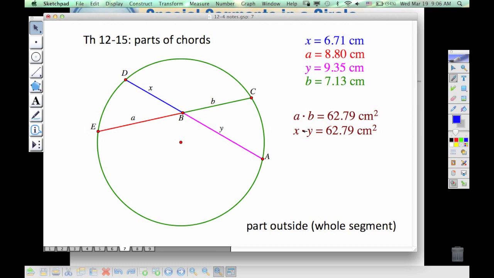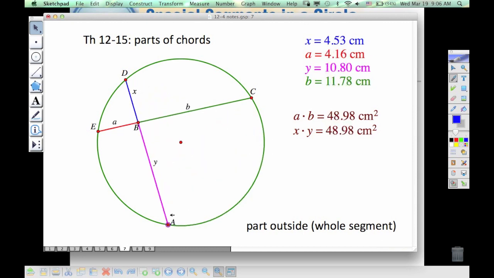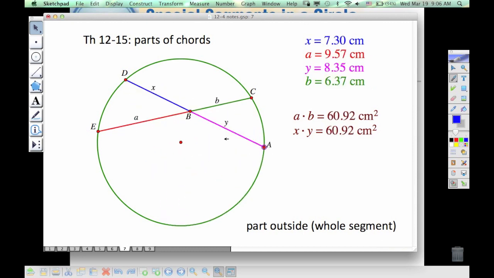If we look at that, notice that the product of A and B, so again, parts of the same chord, is giving us the same product as X and Y. No matter how I move these, A, X, Y, and B are all changing lengths, but as long as these are crossing, when we multiply, those products are the same.